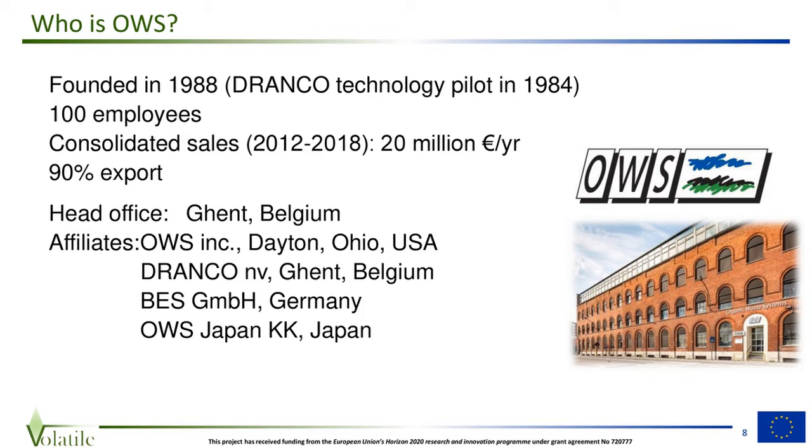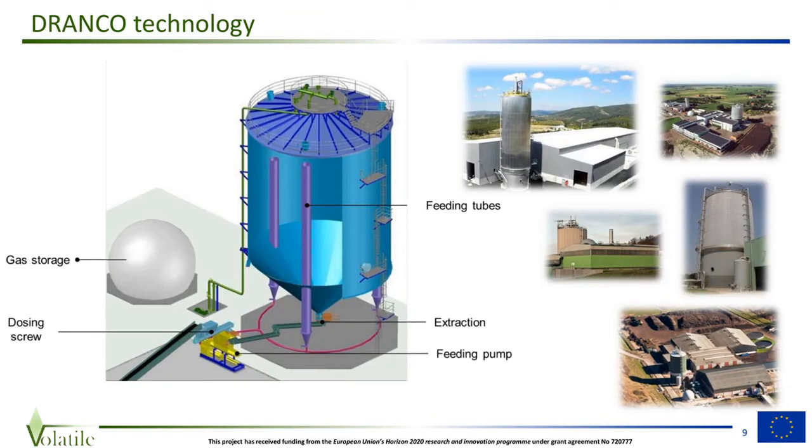We're an SME, founded in 1988 as a spin-off from the University of Ghent. At the moment, we're about 100 employees, with our head office in Ghent. As you can see on the picture, it's in an old industrial setting, so actually it's quite a nice building to be in. We also have some affiliates abroad in the USA, in Germany, and in Japan. And our main activity is still the Dranco technology, which is a vertical dry anaerobic digestion technology for mainly municipal solid waste, but we also do co-digestion of municipal solid waste with the wastewater treatment plant sludge. I will not go into too much detail. You see some of the plants that we've built, which were also partners, by the way, in the project, to see if we can integrate the VFA platform with our existing plant.